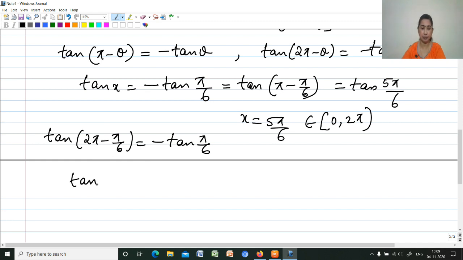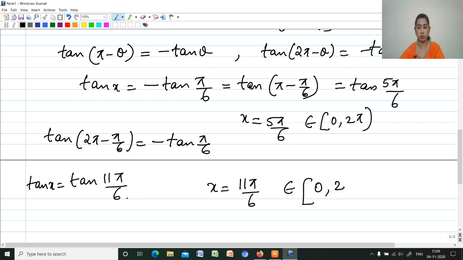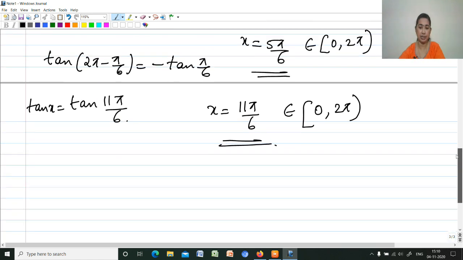That is tan of 12 pi minus pi, which is 11 pi by 6, and so on this side it is tan x equal to tan 11 pi by 6, or x is equal to 11 pi by 6, which is another solution, and we can check whether it is coming between 0 and 2 pi. Pi by 6 is 30, 30 into 11 is 330, which is an element of 0, 2 pi. It can extend up to 360. So these two are the principal solutions. Principal solutions are 5 pi by 6 and 11 pi by 6.